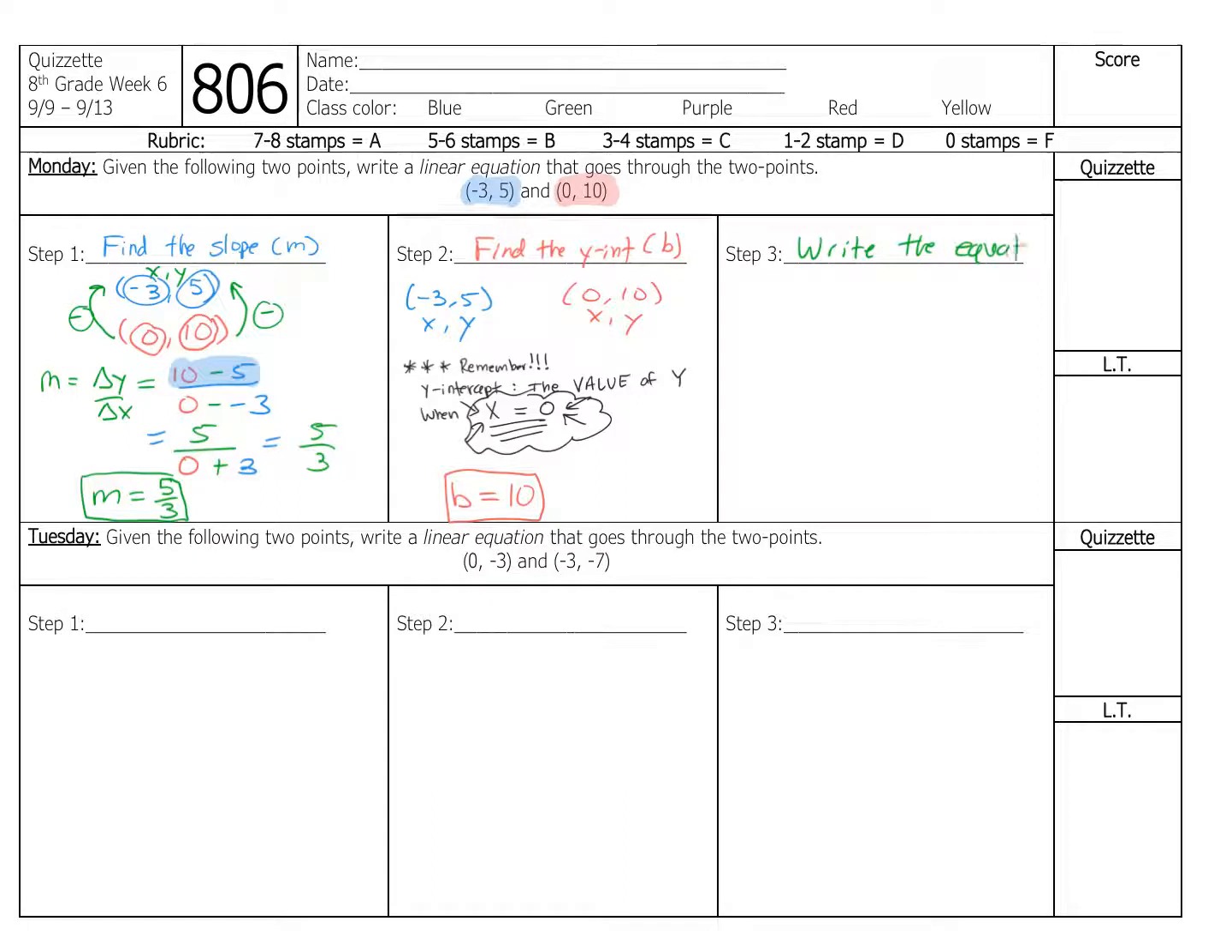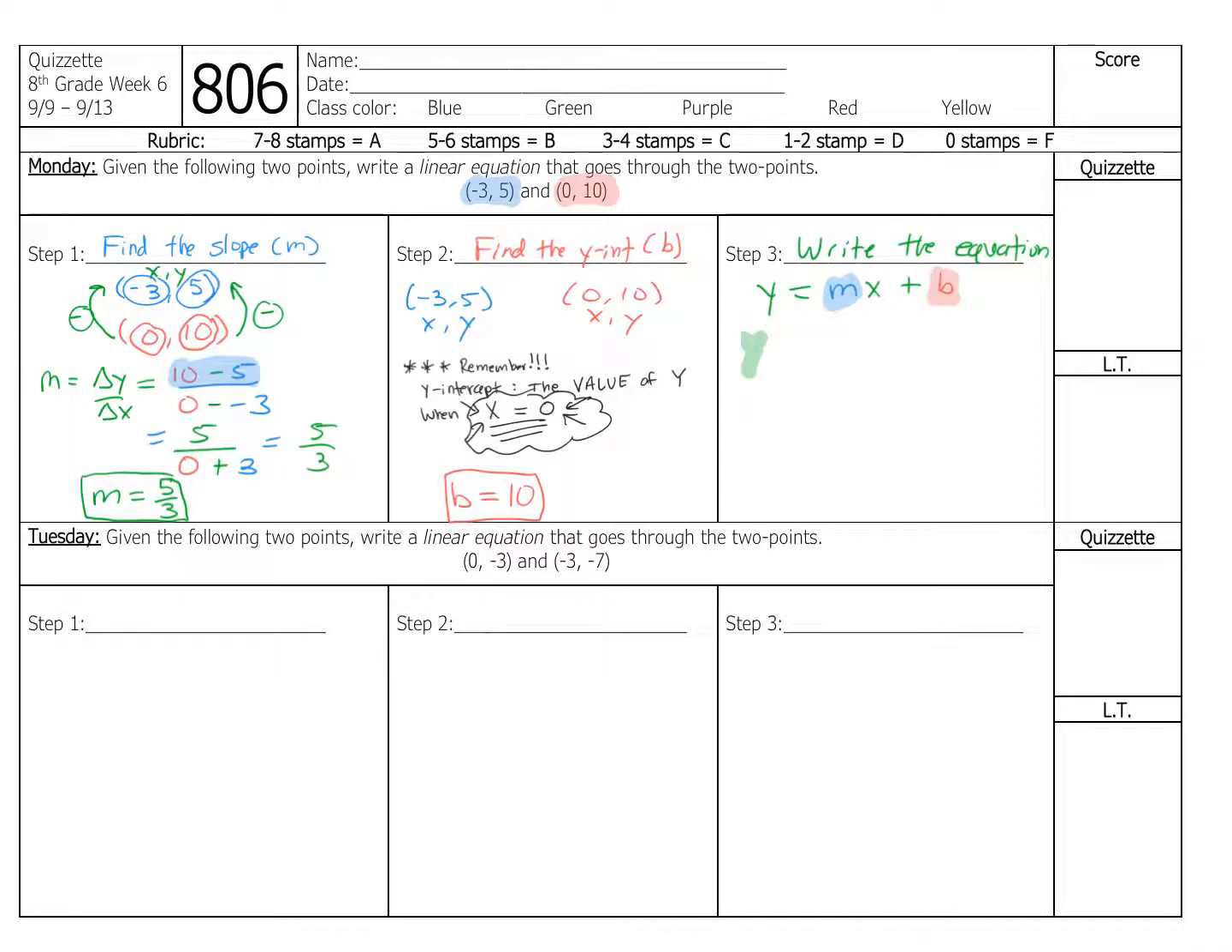And then your last and final step is to write the equation. So now you found m, you found b. Now you want to write your equation. So I'm going to write y equals mx plus b. Okay? So my whole goal is to replace m and to replace b. That's my goal. So I'm going to rewrite this again.